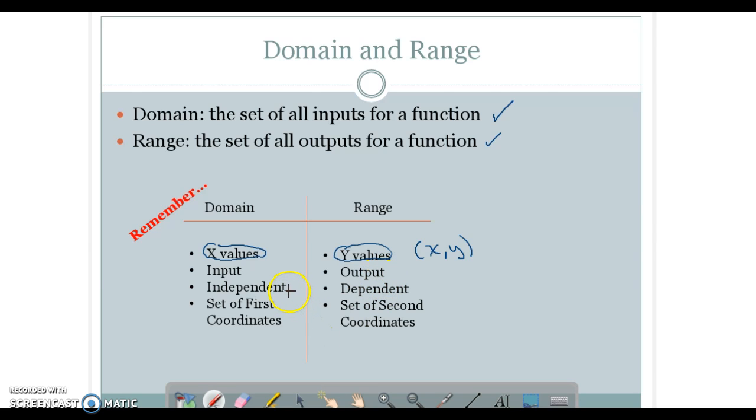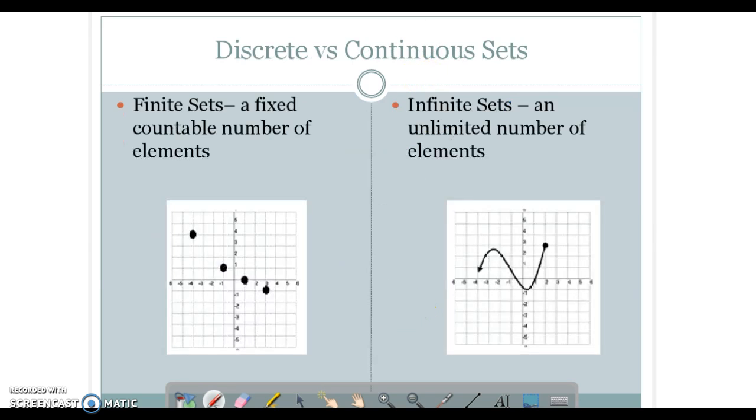Sometimes we'll talk about being independent. You get to choose what value of x gets put into the equation, but the equation depends upon whatever value you put in, so its value is dependent. The set of the first coordinates or the set of the second coordinates, that again relates back to the x and the y. So that's a quick overview of domain and range.